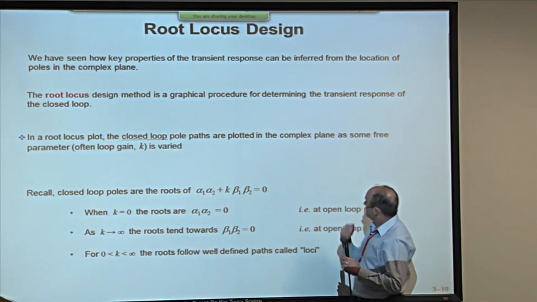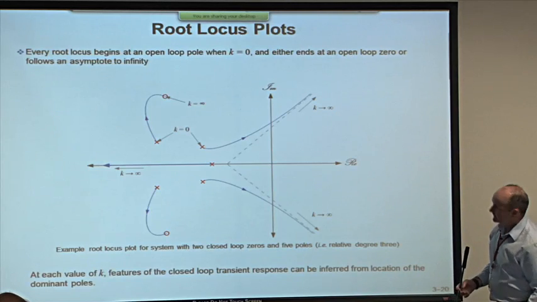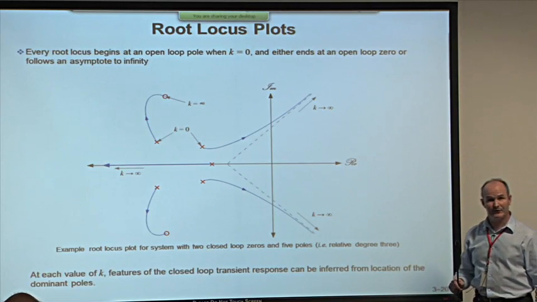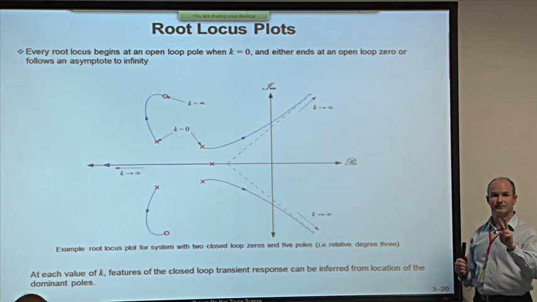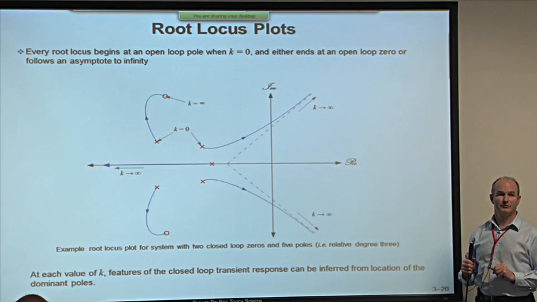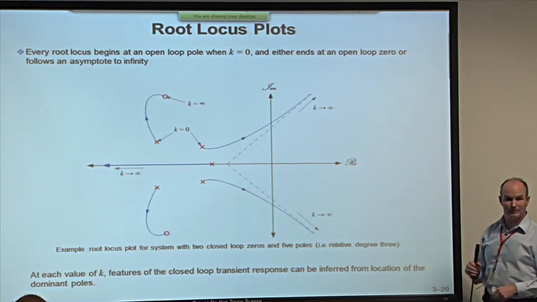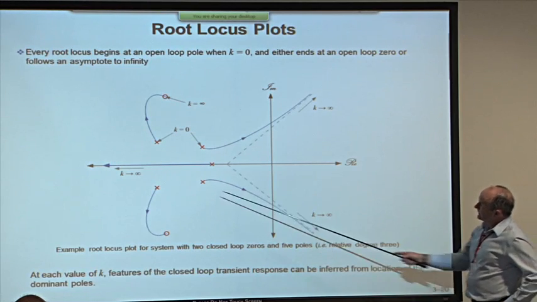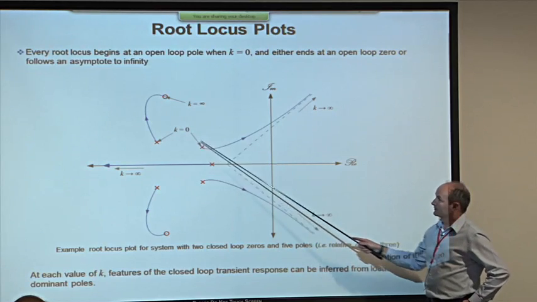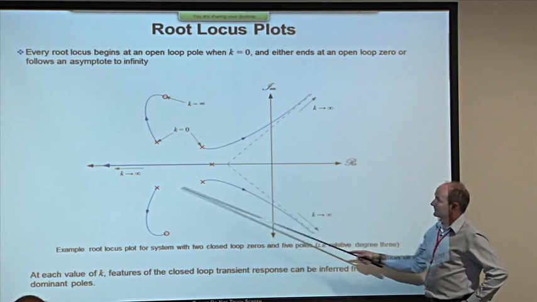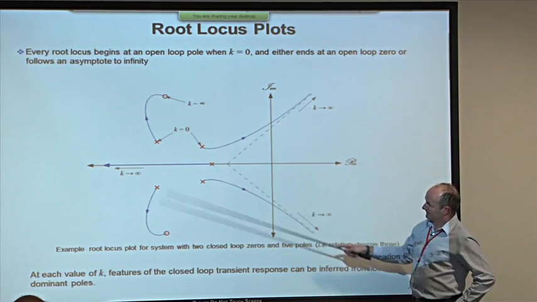Now, let me show you an example. This is a typical example for a fifth-order system. We have 5 poles, and we have 2 zeros. The relative degree is 3, because 5 minus 2 equals 3. We've got 3 more poles than zeros. Here are the open loop poles, these crosses. And of course, they're also the poles of L of S, the open loop transfer function. And here are the open loop zeros, a complex conjugate pair.